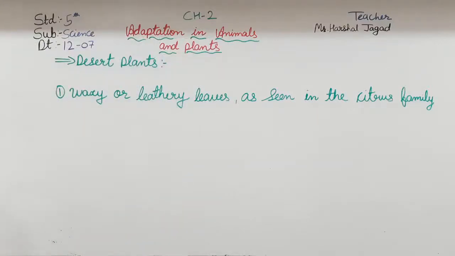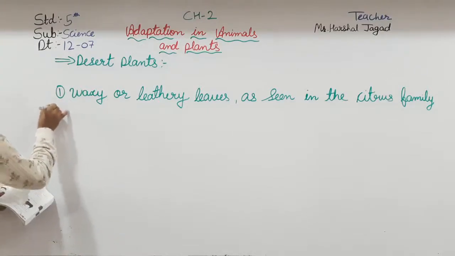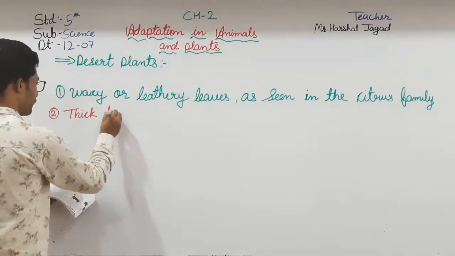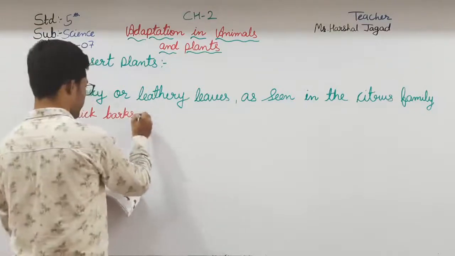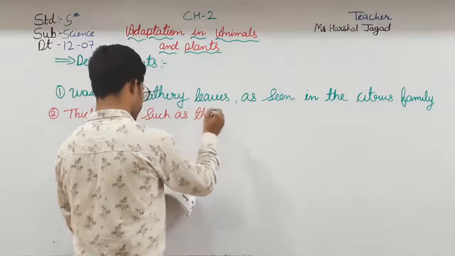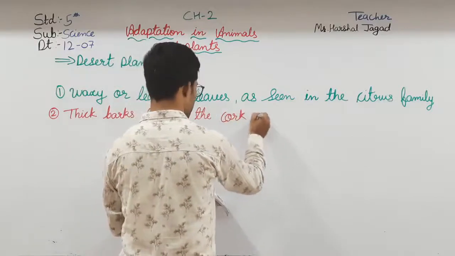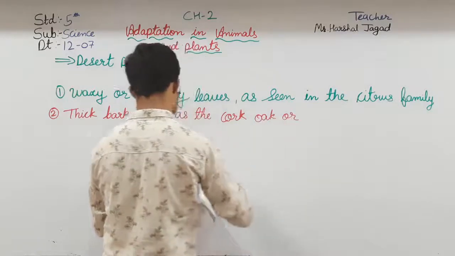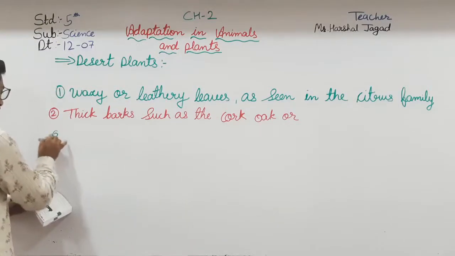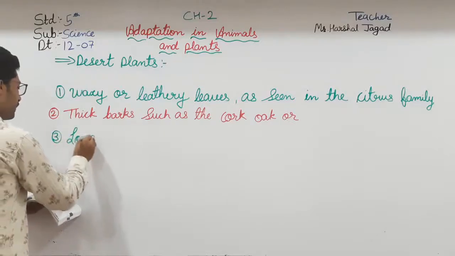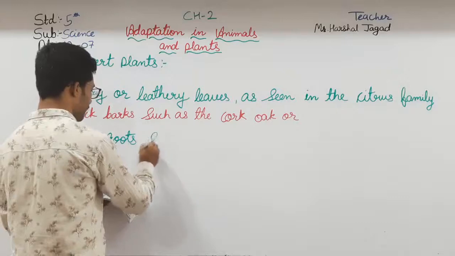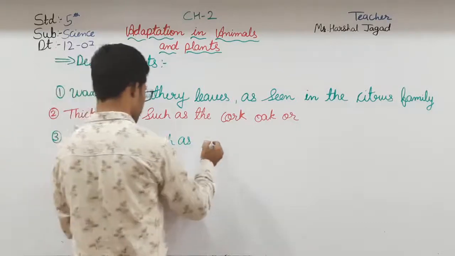And also the second one, that is thick barks such as the oak, or the third one, that is long roots such as the grapes.